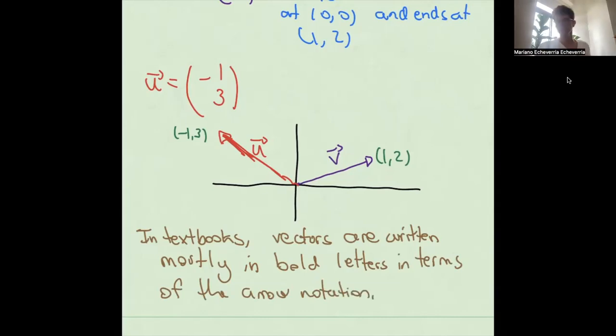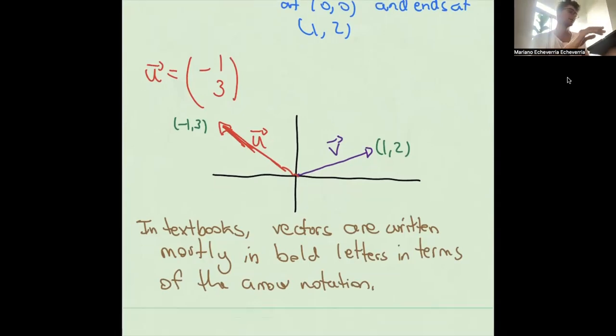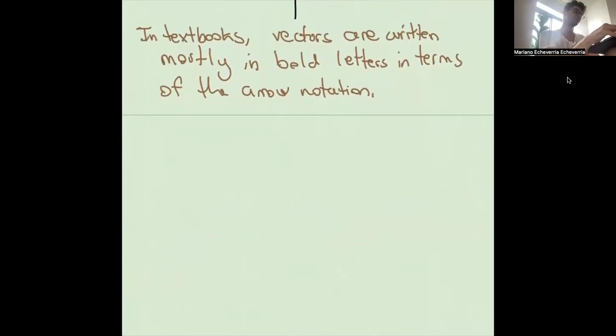Is that making sense? So, now once you have vectors, what's next? You should think in a sense like the vectors are some sort of generalization of numbers. Okay, so vectors are also a way to generalize numbers.